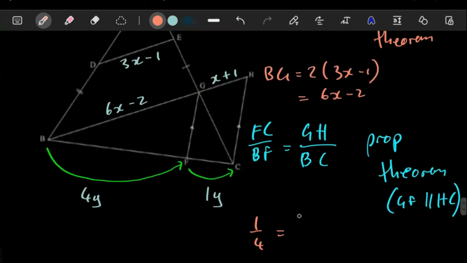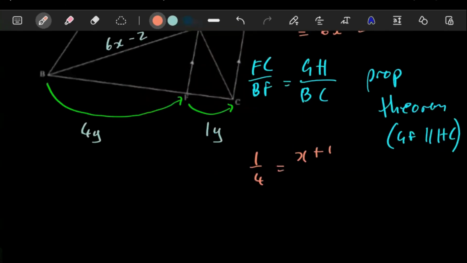The GH that you have here is just x plus 1. This is just 6x minus 2. So you see here, knowing the theorems makes your life so much easier. Here you can cross multiply now: 4 times (x plus 1) equals 1 times (6x minus 2).